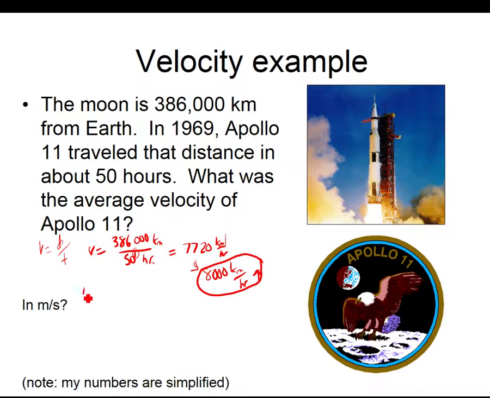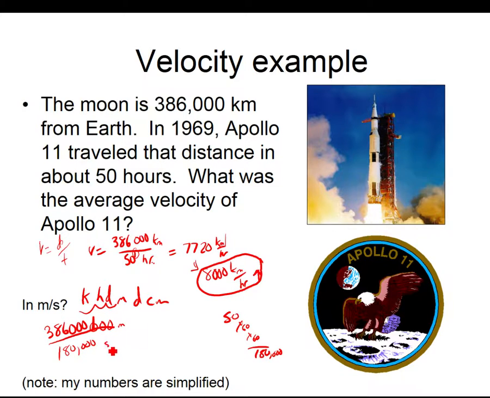Again, I'm just going to do it the way I think is simple. My King Henry died Monday drinking chocolate milk. I had 386,000 here, so I'm going to move the decimal place one, two, three places. So I have 386,000 and I'm going to add 3 more zeros because I moved it 3 decimal places to the right. Dividing by my time, so 50 hours times 60 times 60 is 180,000 seconds, so a lot of seconds. This is meters, this is seconds.